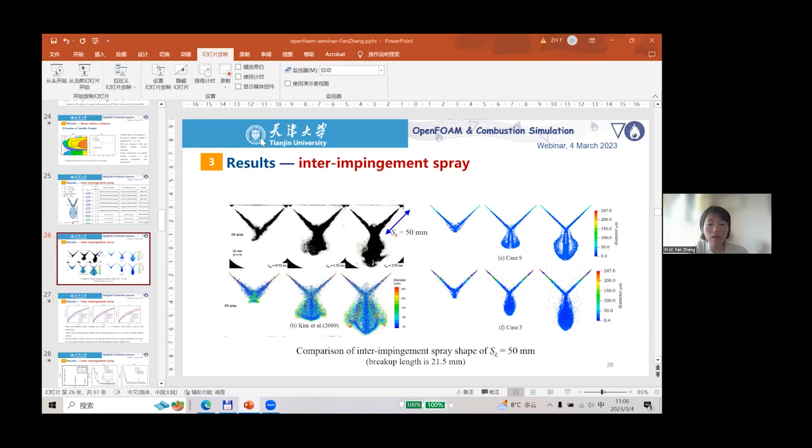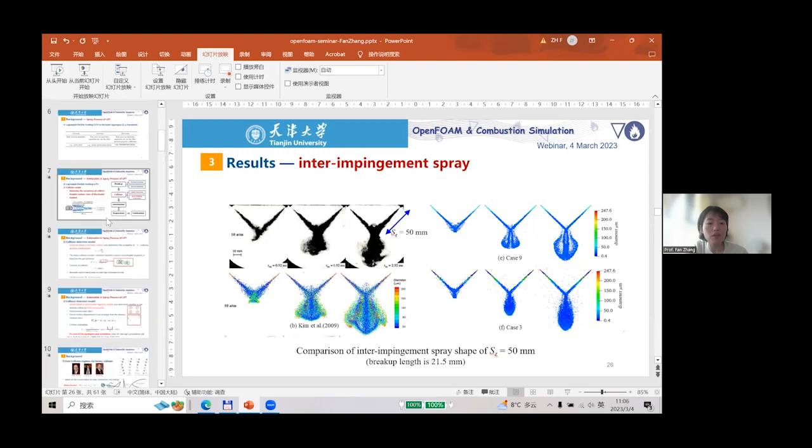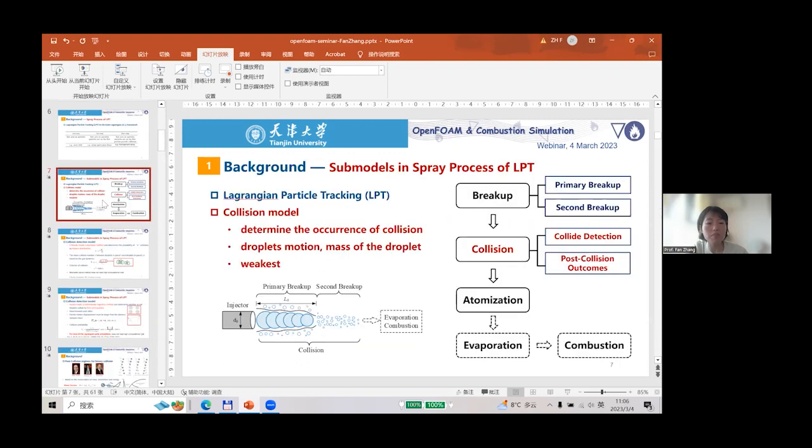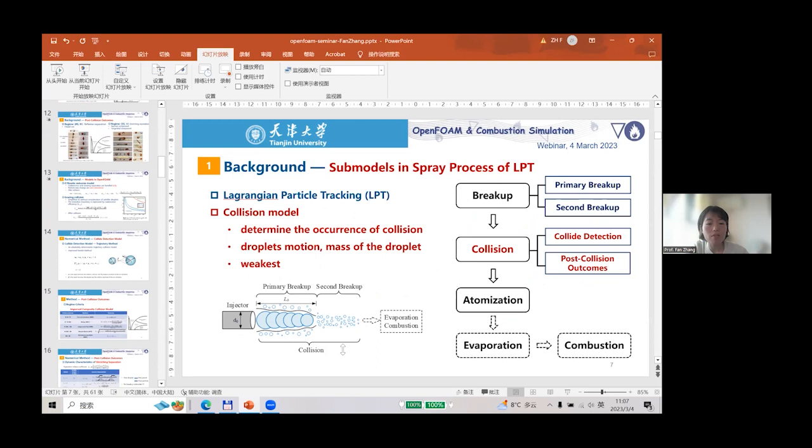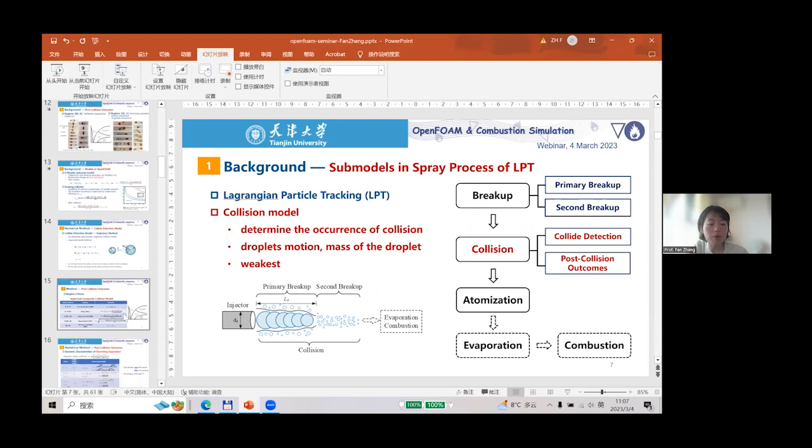So we didn't analyze the hole size, and for the injected droplet size, for the spray case, you can give the Rosin-Rammler droplet size distribution. I don't remember what we gave for the droplet size at the beginning in the first case. The comparison of the different breakup models.